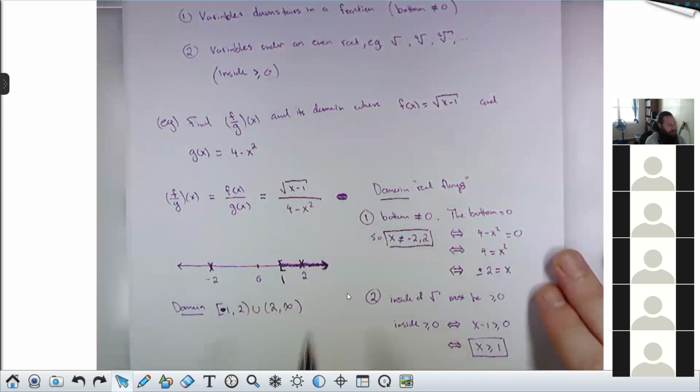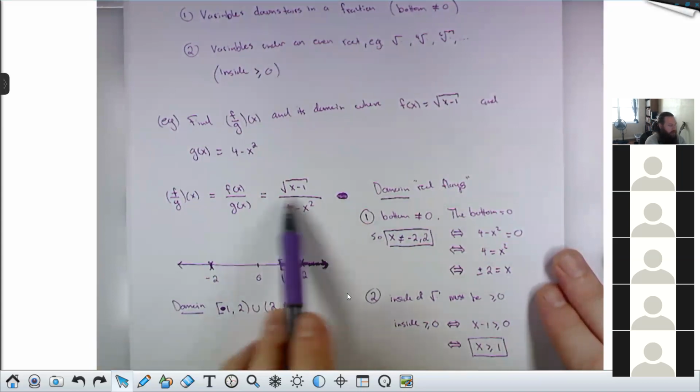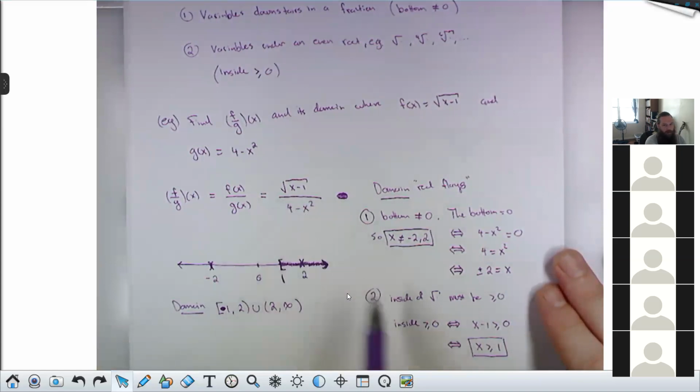If I only had the square root, then I would say all the stuff greater than or equal to 1, and it would just be bracket 1 to infinity. But in addition to the square root, I have this thing downstairs, so I have to make sure that thing is not 0. On the one hand, I have to be larger than or equal to 1, so I'm looking just at this stuff. On the other hand, I'm not allowed to be equal to plus or minus 2, so I need to kick out the 2. If -2 was a possibility, I would need to kick it out also, but since it's to the left of 1, I'm not interested in it anyway. Once we have this shaded, I can say, okay, that's bracket 1 to 2 parenthesis, union with parenthesis 2 to infinity.